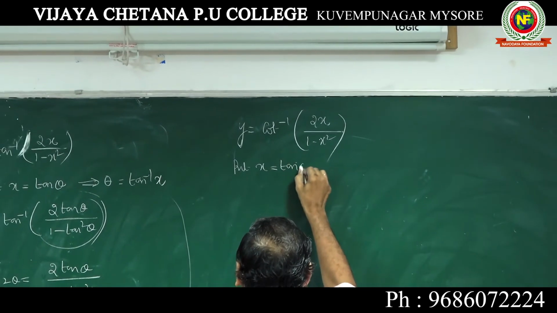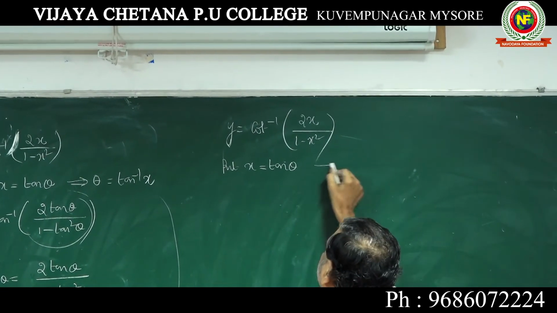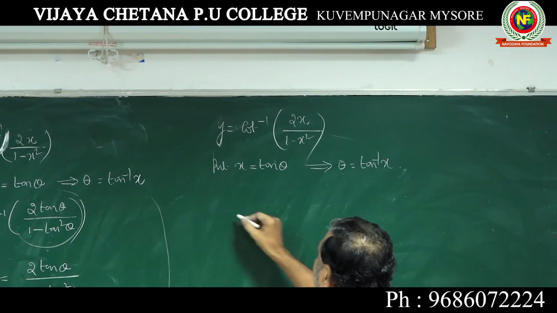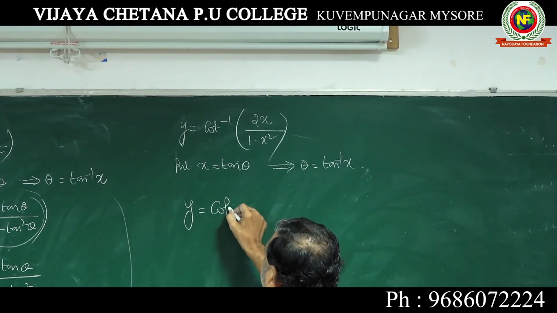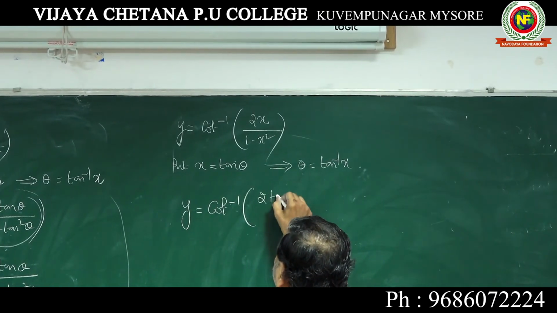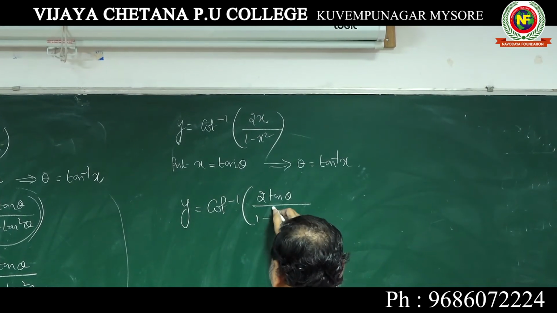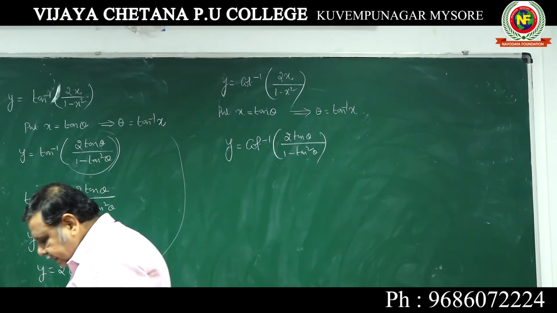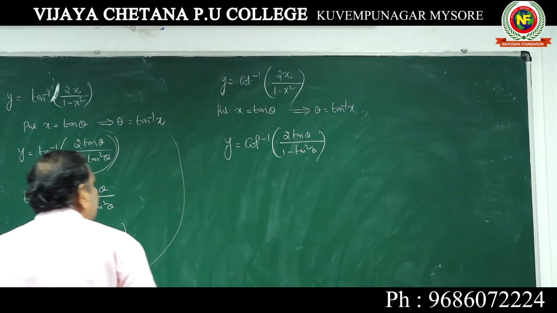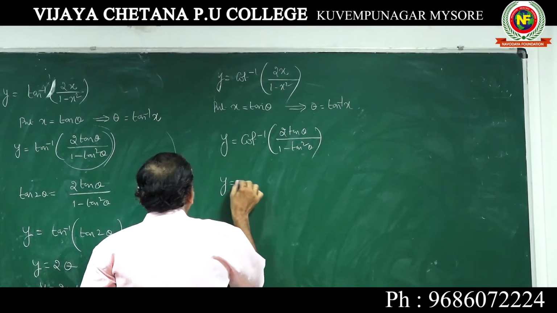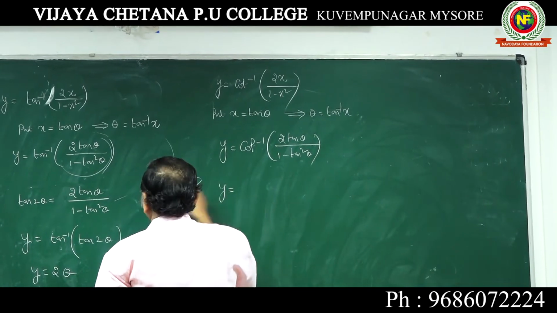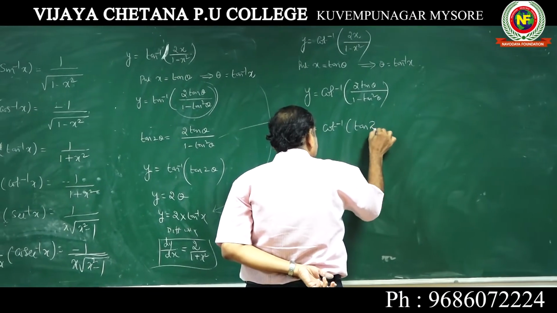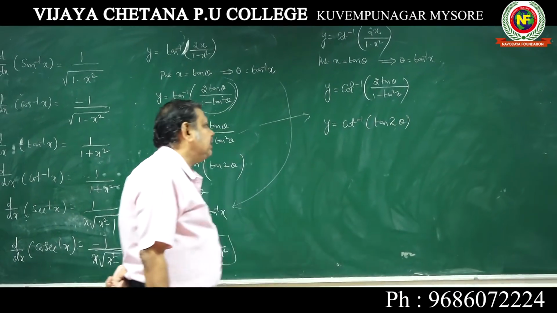Put x equal to tan theta. The moment you put tan theta, this implies theta is equal to tan inverse x, or y is equal to cot inverse of 2 tan theta by 1 minus tan square theta. So you are putting x equal to tan theta, and this is nothing but y is equal to, see here, already tan 2 theta is there. This is nothing but cot inverse tan 2 theta.